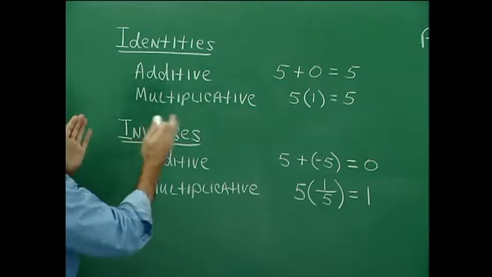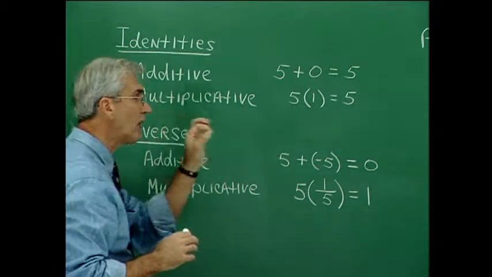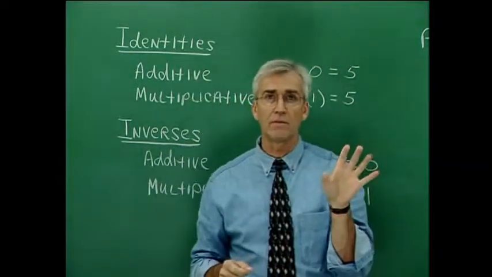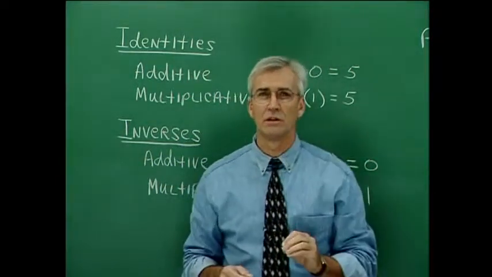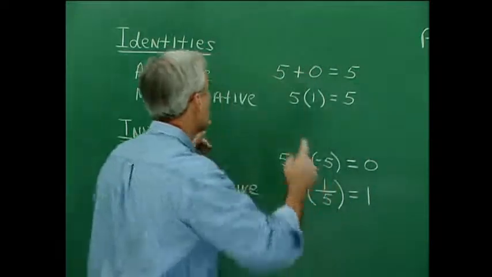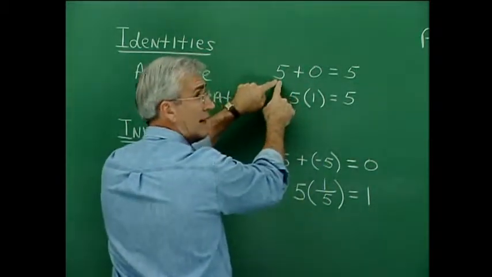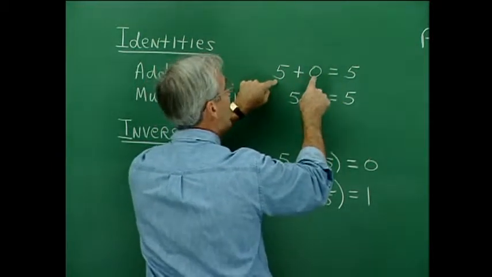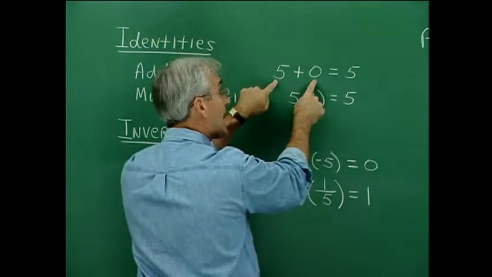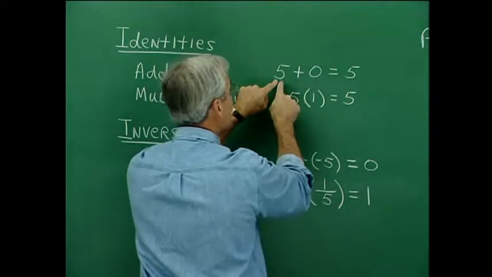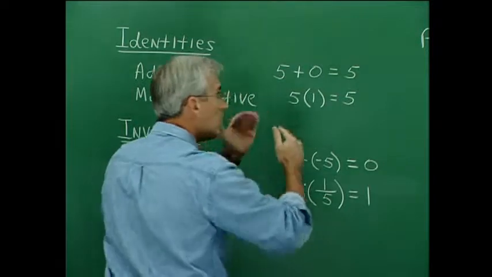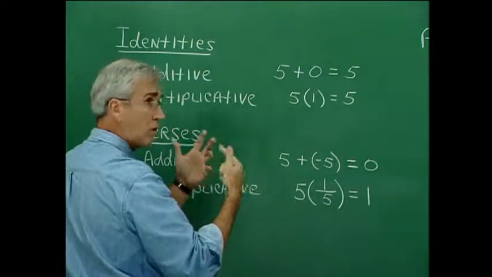Now, the whole idea with identities is maintaining the identity of some real number under an operation. You see, here's how it works. We start with a real number like 5. We perform this operation of addition using this additive identity element, and we maintain the identity of the element that we started with. In a similar way, the multiplicative identity works like this.